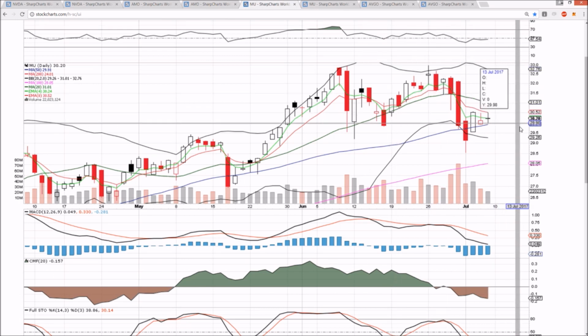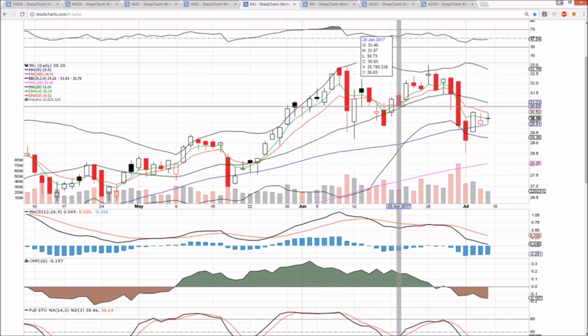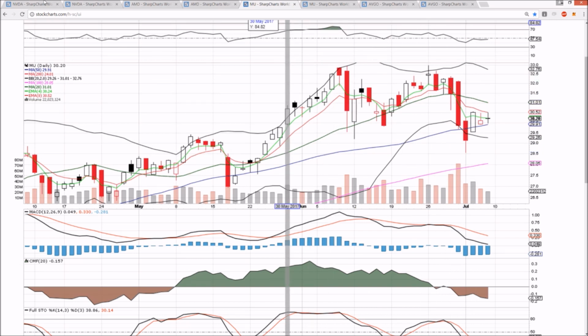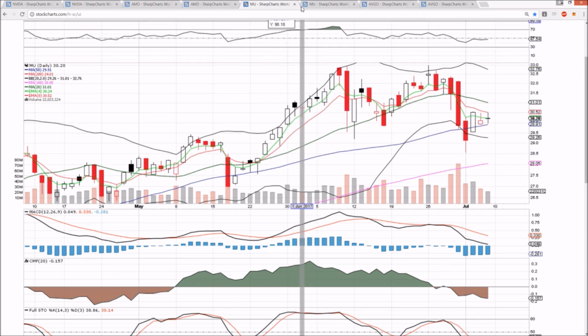MU on the daily time frame has a lot more work to do because we did form this little double top and then lower low. So I would say MU is the weakest on the daily time frame out of the three, and it's also the only one that hasn't seen an all-time high in the recent past.